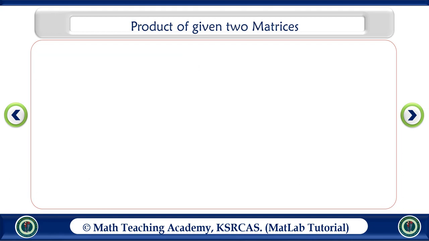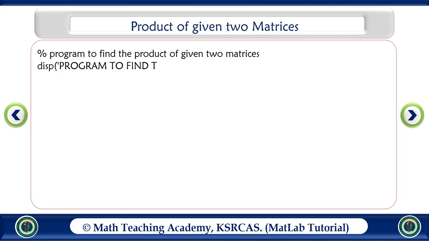Now we are going to write the program to find the product of given two matrices. The first line, percentage program to find the product of given two matrices. This is a comment line because here we have used the percentage symbol. The percentage symbol denotes that the line following the percentage symbol is a comment line. So this line helps the user to know what this program will do. And then disp 'program to find the product of given two matrices'. This command displays the text on the command window.